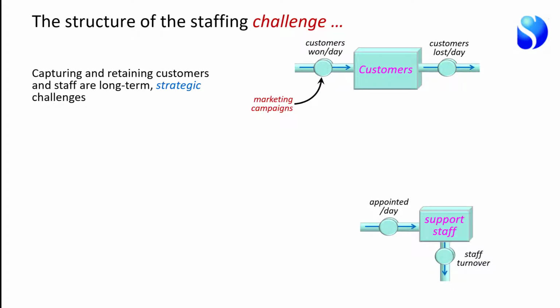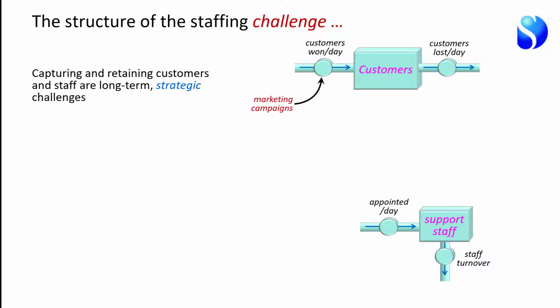So here's the system structure of that staffing challenge. At the top, you've got that stock of customers. They're being won at a rate that is being driven by the marketing campaigns that the organisation is running. But on the right-hand side, a number of customers are lost each day. Down at the bottom, you've got support staff who are appointed each day, and there'll be some rate of staff turnover, depleting that stock of support staff.